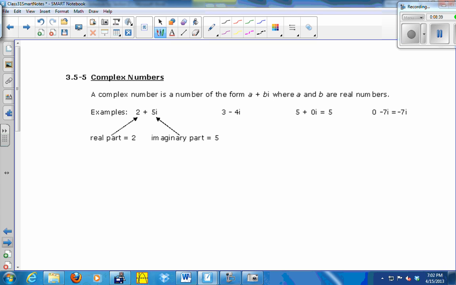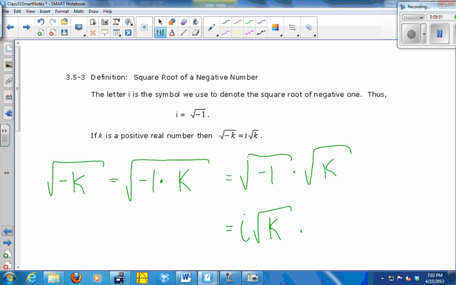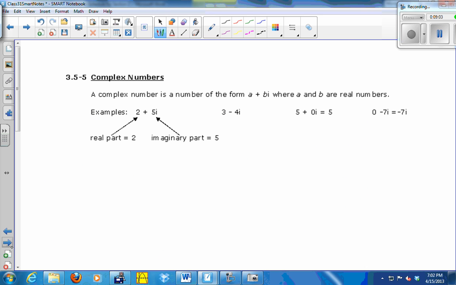So a complex number is a number of the form a plus bi, where a and b are real numbers, like 2 plus 5i, and it has an imaginary part, which would be the 5, and a real part, which would be the 2. So up until now, we've just been looking at strictly imaginary numbers. And now we can combine them with real numbers, and these are called complex numbers.